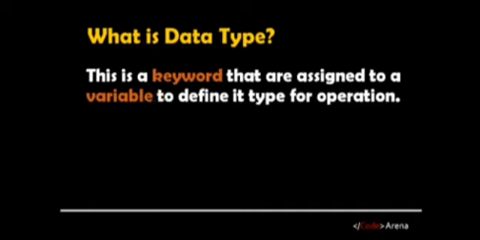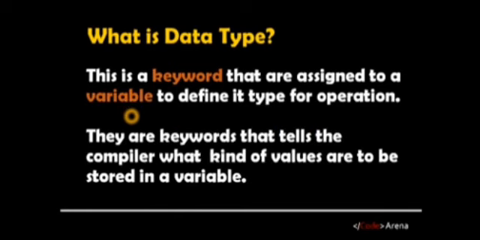We've not discussed what a variable is yet, but there are keywords that tell the compiler what kind of values are to be stored in a variable. Keywords that tell the compiler that this particular variable should hold this particular kind of data, because we have several types of variables, and that is what we're going to be discussing next.